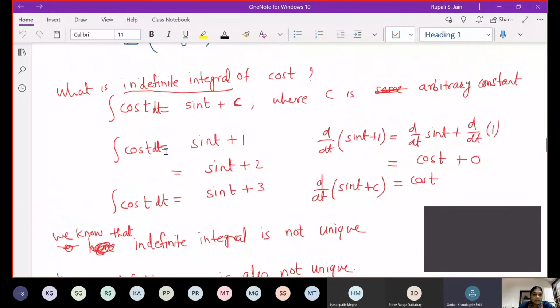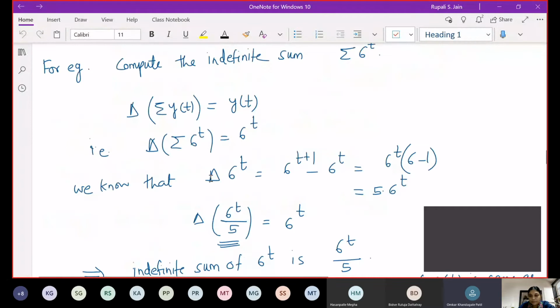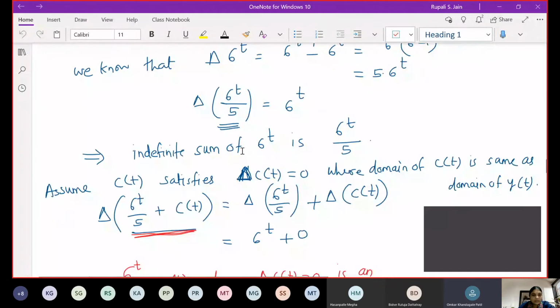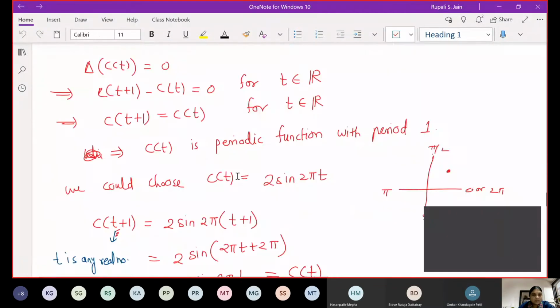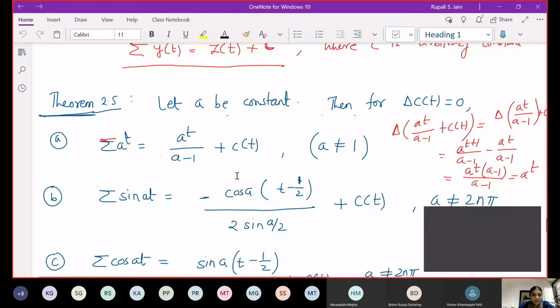In the previous lecture we have seen indefinite sum and its properties, and we have seen a theorem also. Let a be constant, then for delta c of t equal to 0, we will have summation a raised to t is a raised to t upon a minus 1 plus c of t.